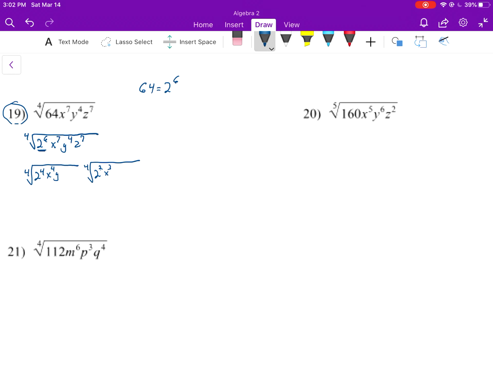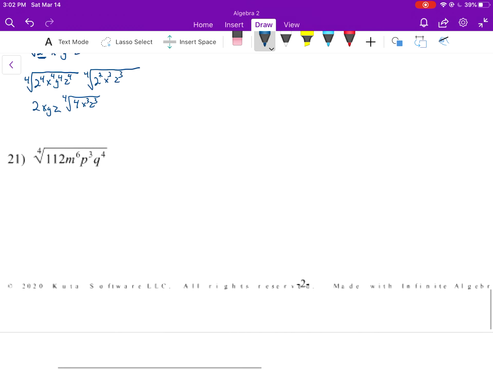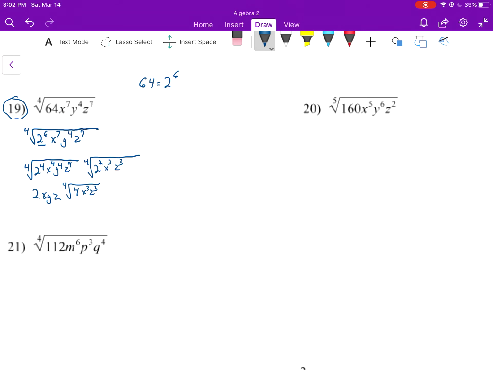We have y to the 4th, so that's good. We have no y's left over to put on the other side. And z to the 7th, we can write z to the 4th, and then z cubed. The things on the left are perfect 4th powers, and outside the radical it's actually just 2xyz. And in the radical on the right, we have 4, because 2 squared is 4, x cubed, z cubed. And that's the answer to that one. And that is how you do simplifying radicals.